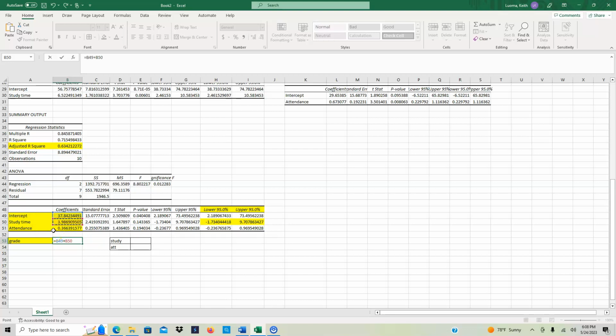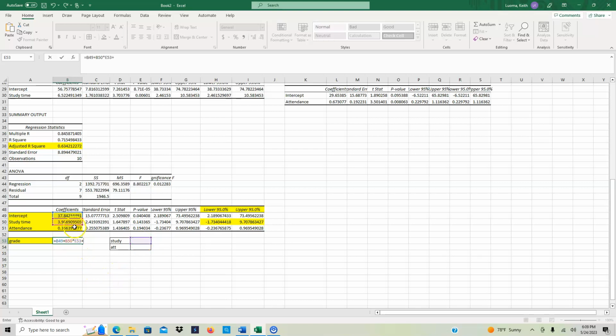So how do we multiply it times study time? Well, I'll do the times. That's your shift numeral 8 on your keyboard. And the study time, well, let's click on this cell here where I'm going to put that study time. So I'll click on that cell. Now let's do another plus sign.